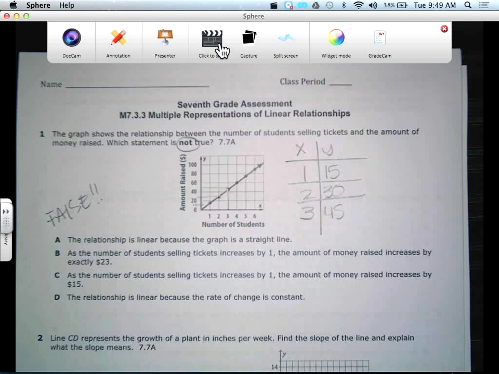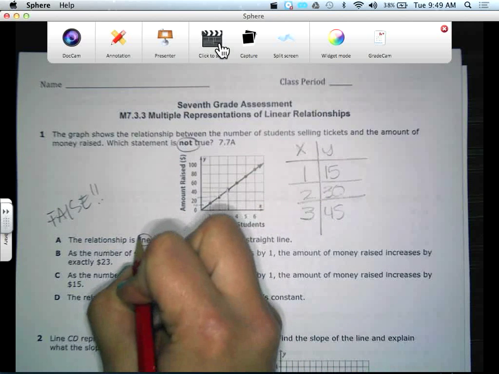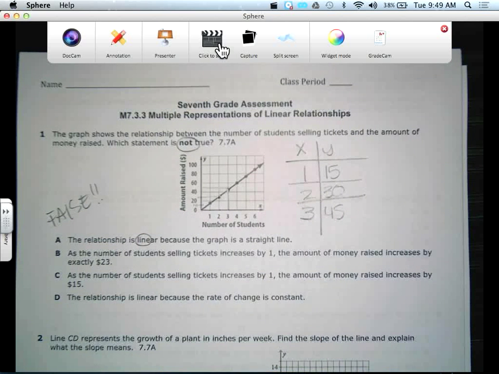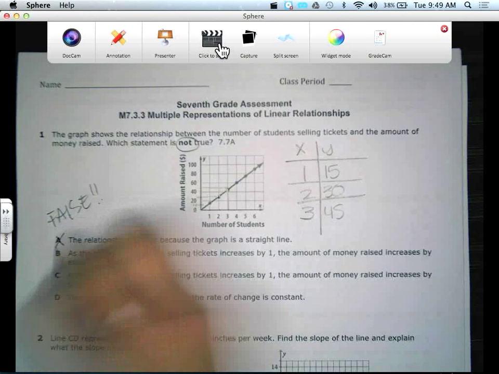A, the relationship is linear because the graph is a straight line. I know that the word linear has the word line in it. So this is true, and I'm looking for something that's false so I can eliminate that answer.